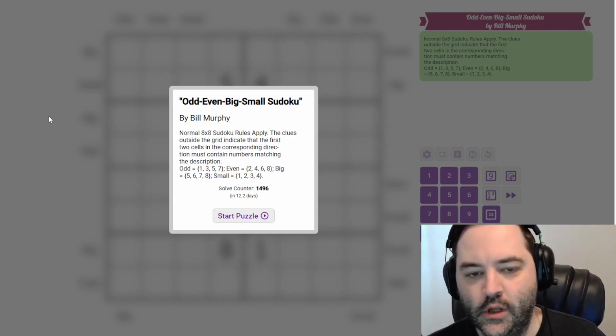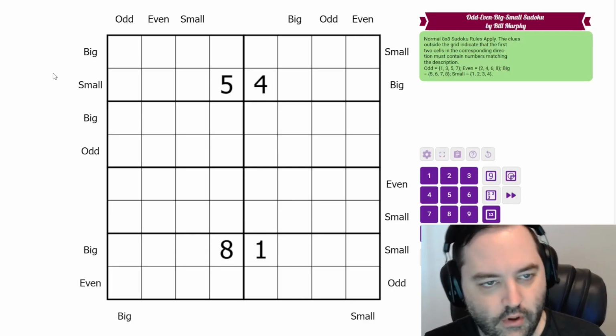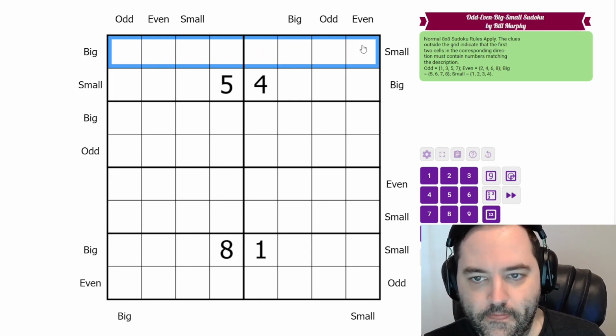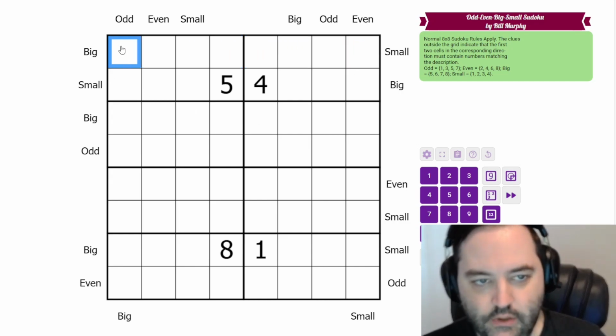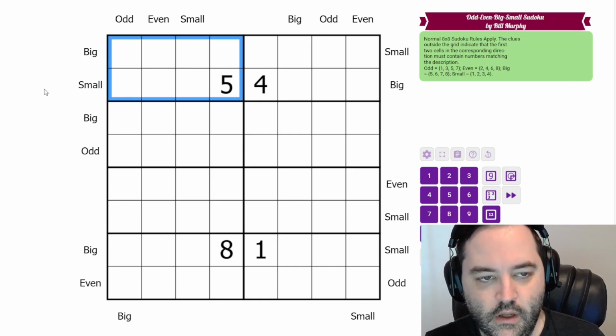I'm Philip Newman. Today I'm solving Odd, Even, Big, Small Sudoku by Bill Murphy. And this is an 8x8 Sudoku. We don't do a whole lot of 8x8, but this is one. So we just have 1 through 8 in each row, column, and 2x4 region.